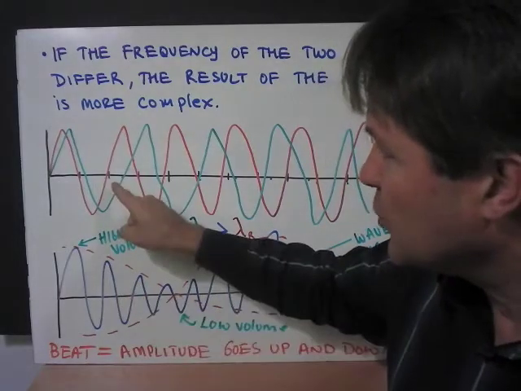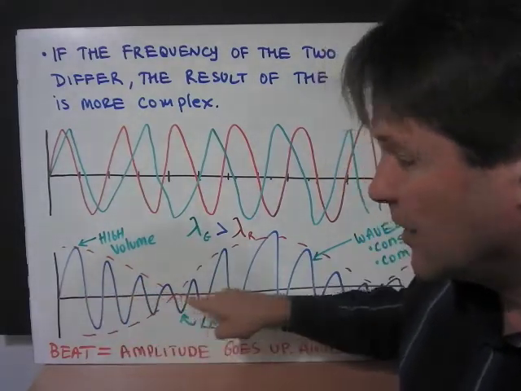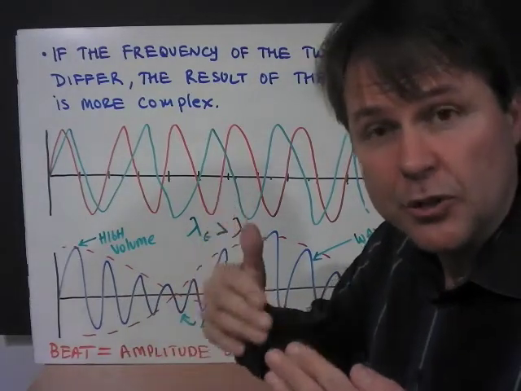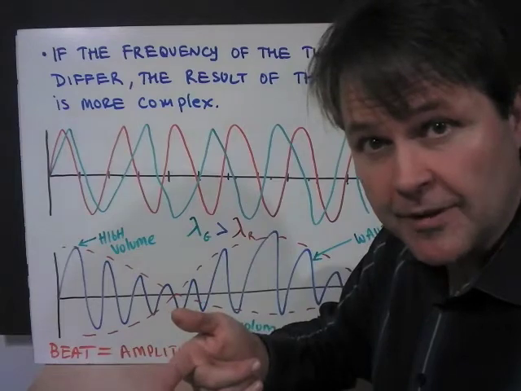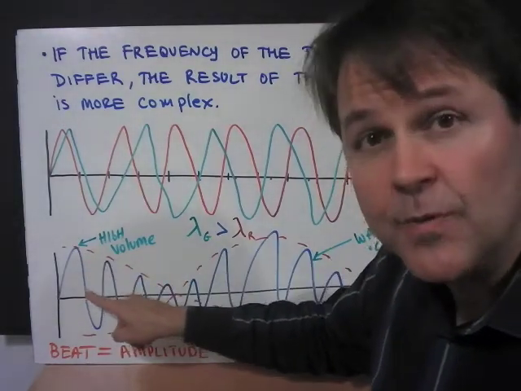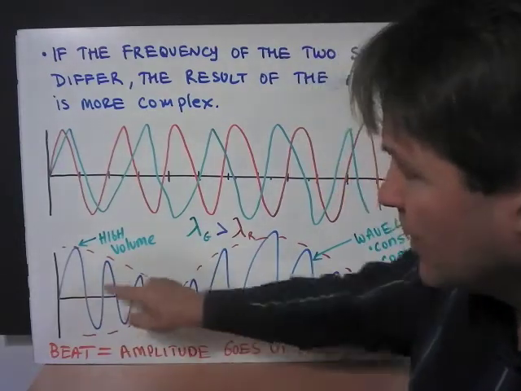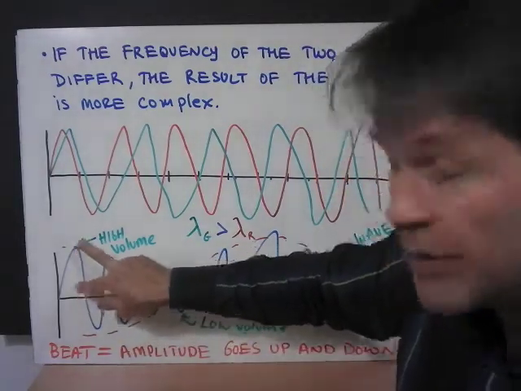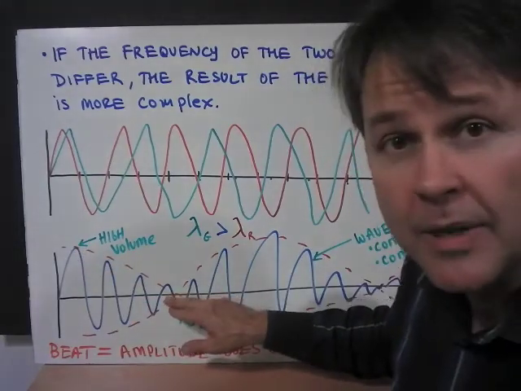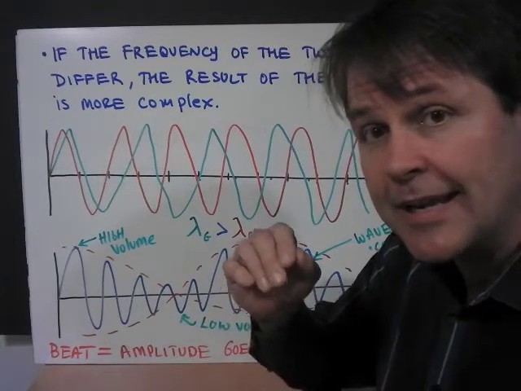So when these two waves interfere, you get constructive and destructive interference. Now the interesting thing is that the amplitude varies, and it varies with a pattern. So it goes up and down, and you see that at one point you have a high volume, and at another point you have a low volume. And what the beat frequency is, you end up getting a high.